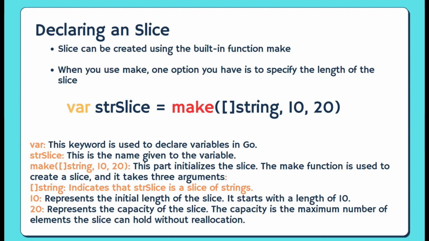The make function is used to create a slice, and it takes 3 arguments. String indicates that slice is a slice of strings. 10 represents the initial length of the slice. It starts with a length of 10. 20 represents the capacity of the slice. The capacity is the maximum number of elements the slice can hold without reallocation.